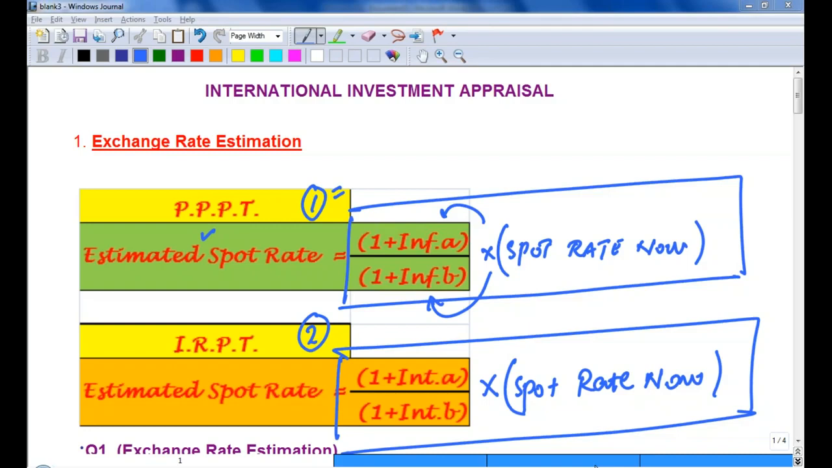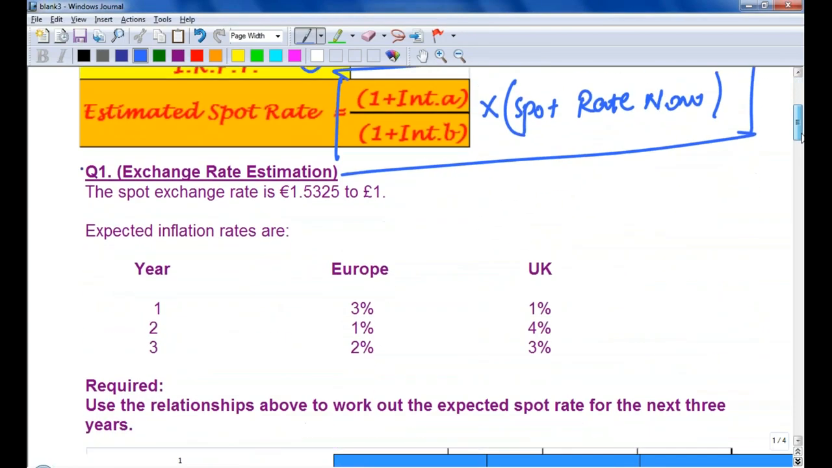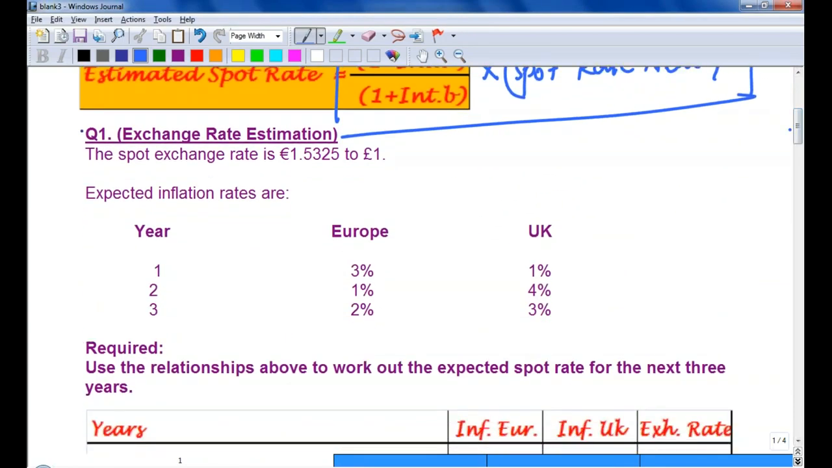How will the examiner examine, either purchasing power or interest rate? It depends on the question. If the data is given with respect to inflation, then we will use the inflation aspect. If the data is given with respect to interest, we will use the interest. Like this. A very basic question.